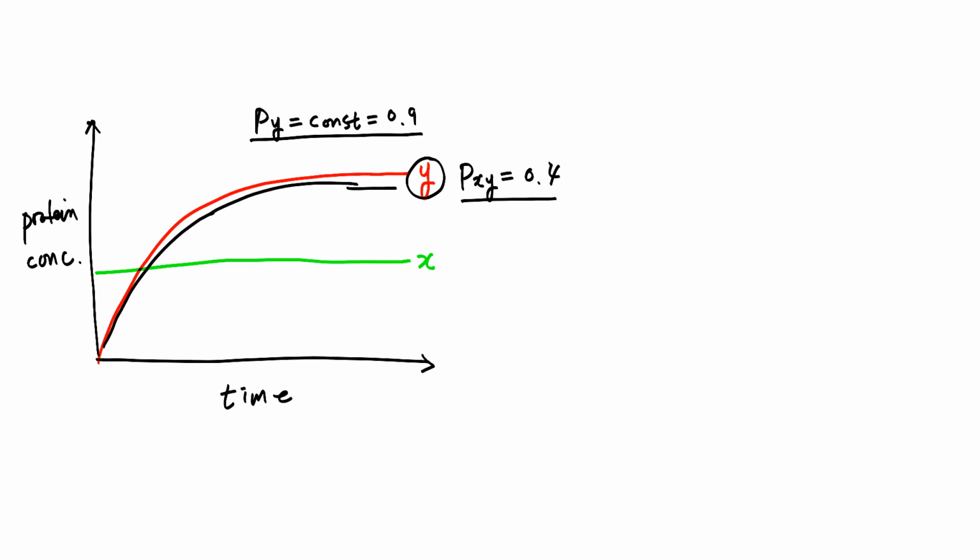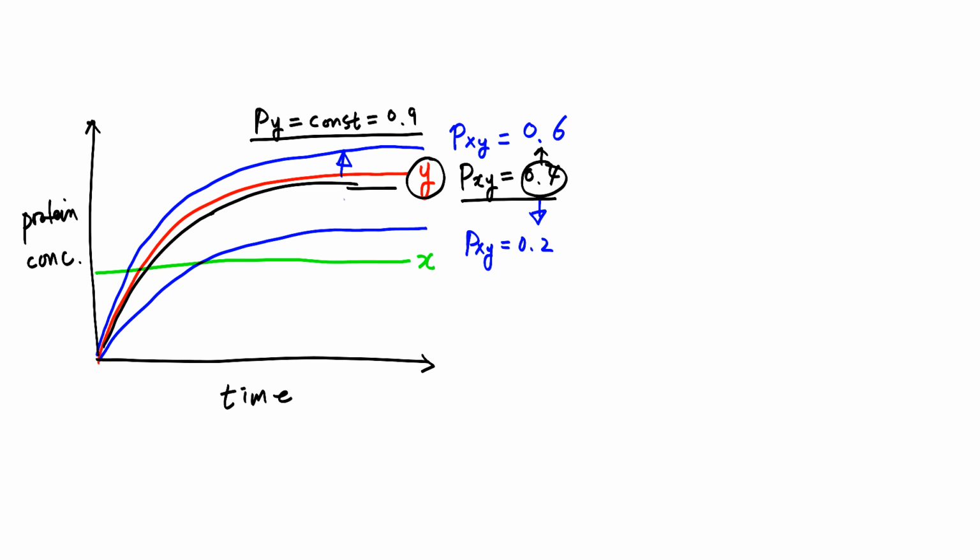Increase this P sub xy value to 0.6. What will happen is that we will have an increased steady state. And what if you decrease this P sub xy value to 0.2? Then we have a decreased steady state. How about the response time?